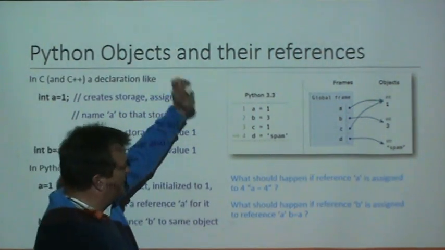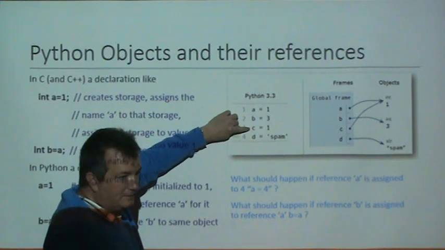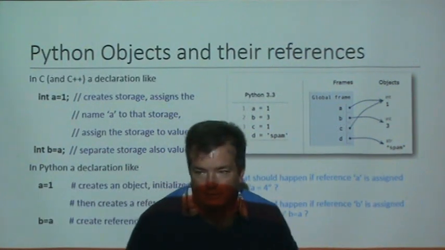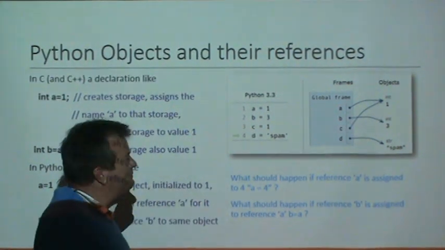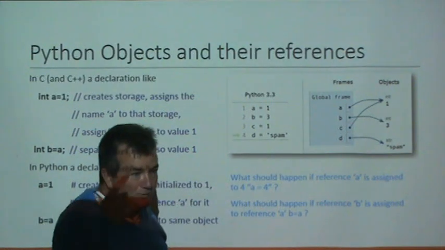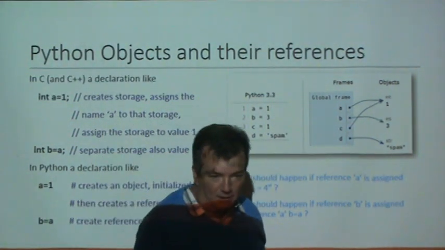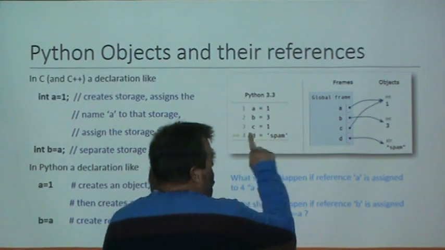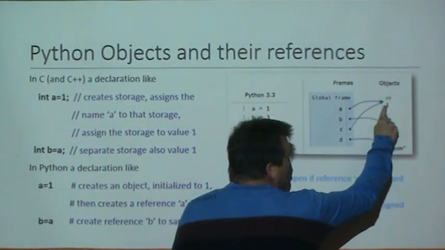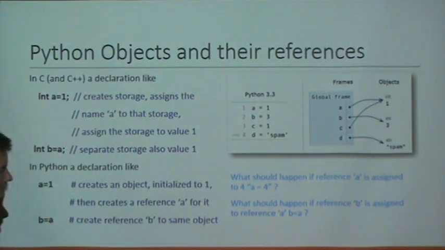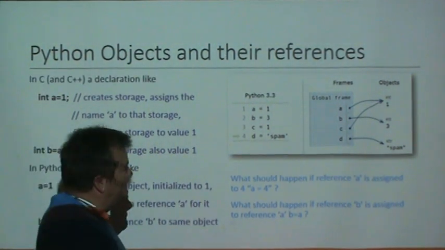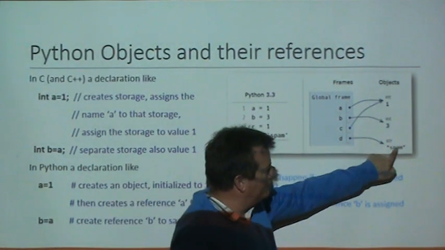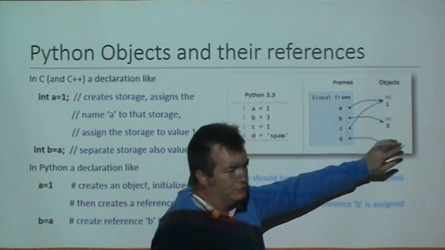If we then came along and said, okay, we have a new variable, C, and it happens to be equal to the number 1, Python would know, we already have a piece of storage assigned to 1, why make another one? And so what it'll do is make a reference C, and it'll refer to the same piece of storage from A, from before. If we then say D is a string, and it's equal to spam in quotes, we'll create a string called spam, and then we'll say D refers to that string.